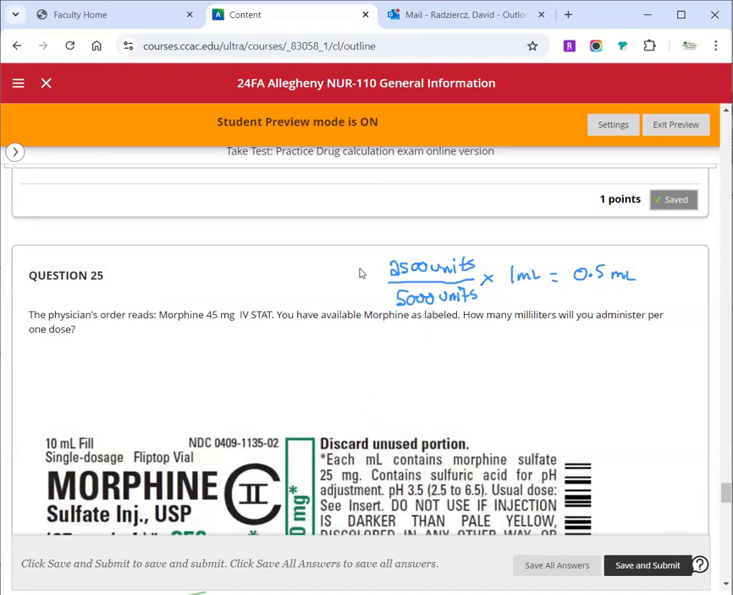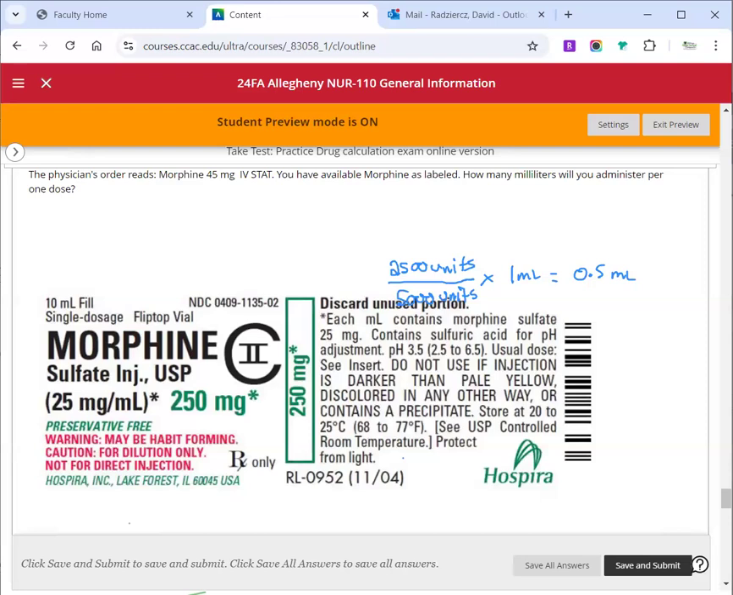All right, last question. Morphine question. So let me get rid of this. It says the physician orders 45 milligrams morphine IV stat. You have morphine as labeled below. How much would you administer per 1 dose? So I'm going to take my order, 45 milligrams. And then this is a good example. This is technically a reconstitution question. It's just that it's giving you all the information you need right on there.